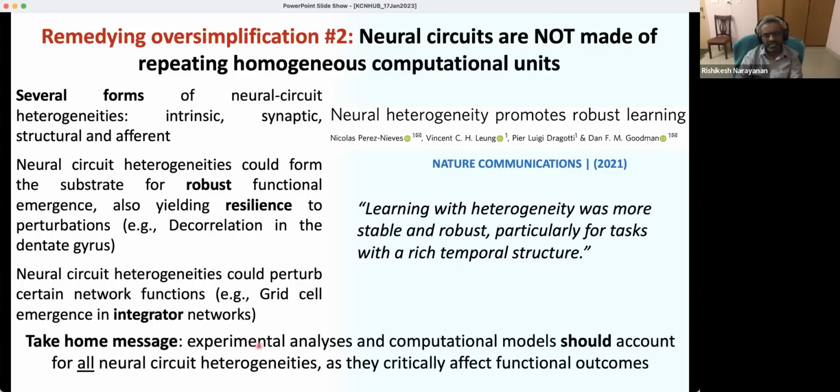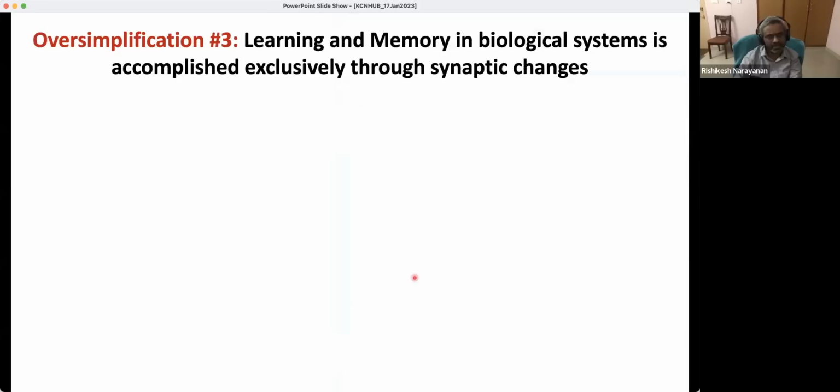And it's important to remember that experimental analysis and computational models should account for all the neural circuit heterogeneities rather than treating everything as some kind of homogeneous repeating units. Right. All right. So the third oversimplification that I want to talk about is the idea that learning and memory in biological systems is accomplished exclusively through synaptic changes.